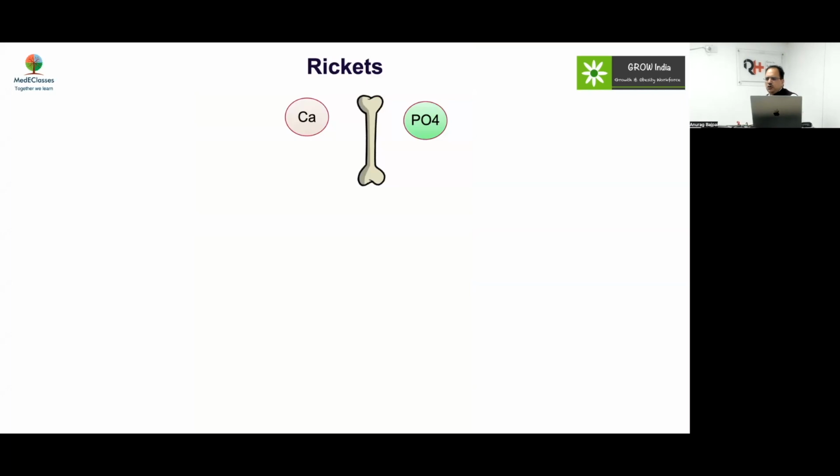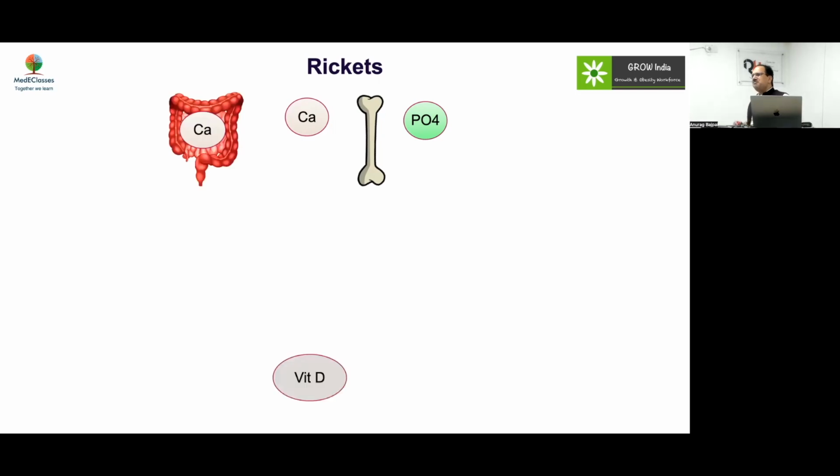When we talk about rickets, we are talking about 2 things, calcium and phosphorus. Both of them are important for bone formation, but the most important is actually phosphorus. It's phosphorus deficiency which is responsible for rickets, because phosphorus causes chondrocyte apoptosis. If the phosphorus levels are low, you will not have apoptosis, and therefore the growth plate will grow more and you will develop rickets. So rickets is essentially a problem of calcium and phosphorus.